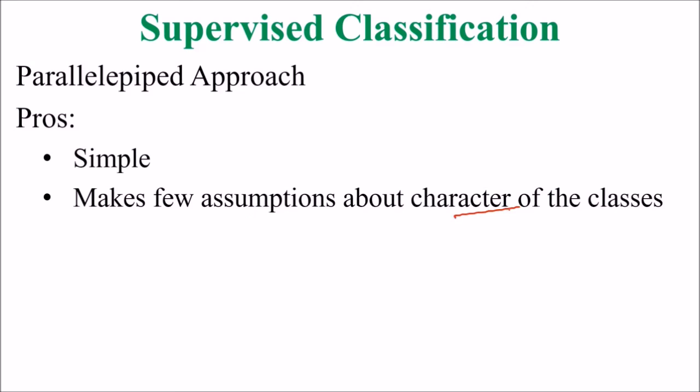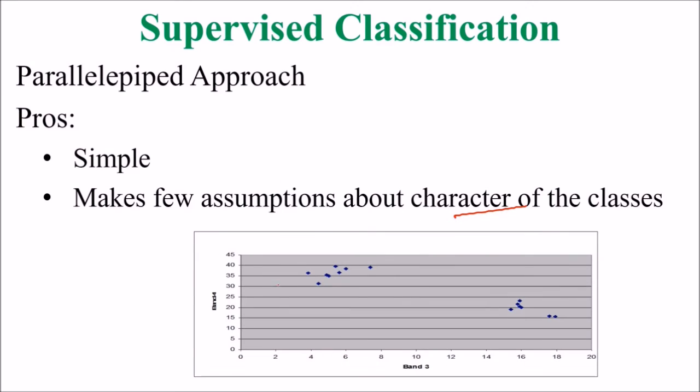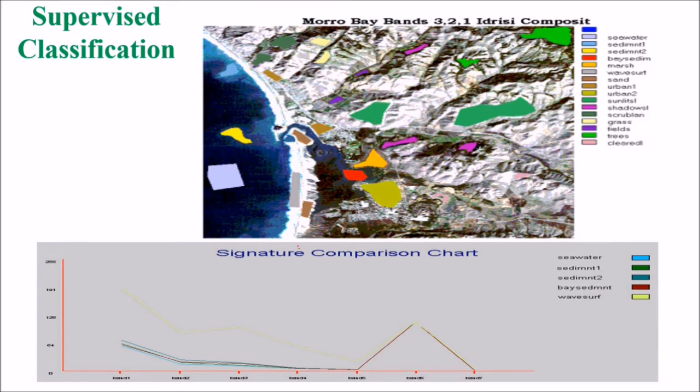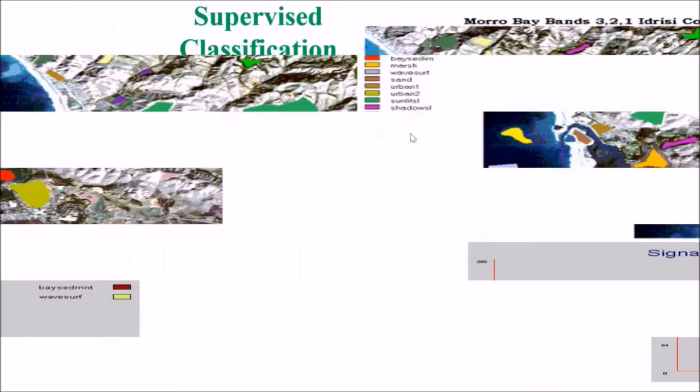It makes few assumptions about the character of the classes. So these are the parallelepiped. You make a parallelogram or parallelepiped, and those pixels which fall in this area are classified. In the supervised classification, as we just said, these are the signature comparison results. These are the signatures which you employed, and now you have got the result.